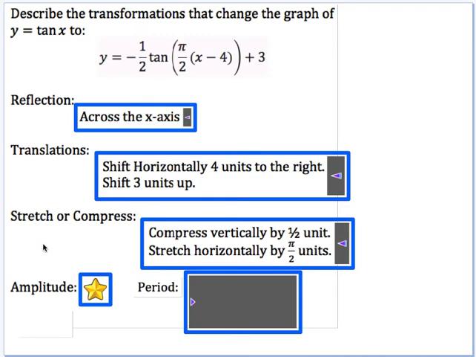Now, the stretch and compression has an effect on the amplitude and the period. Excuse me, on the amplitude, most people see this negative 1/2 and say, hey, that's your A value, so the amplitude's negative 1/2. But you have to remember that the amplitude, oops, that should be 1/2. I forgot to change that. Let me fix that.